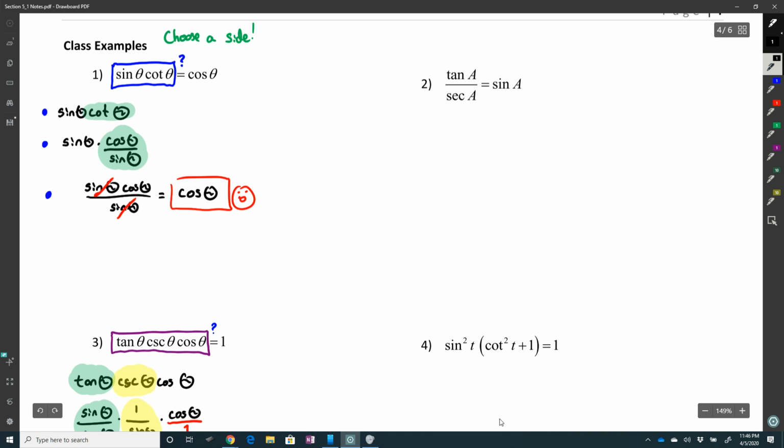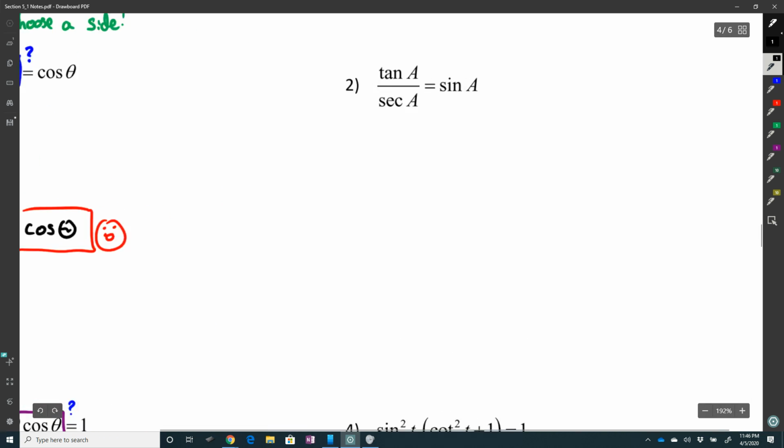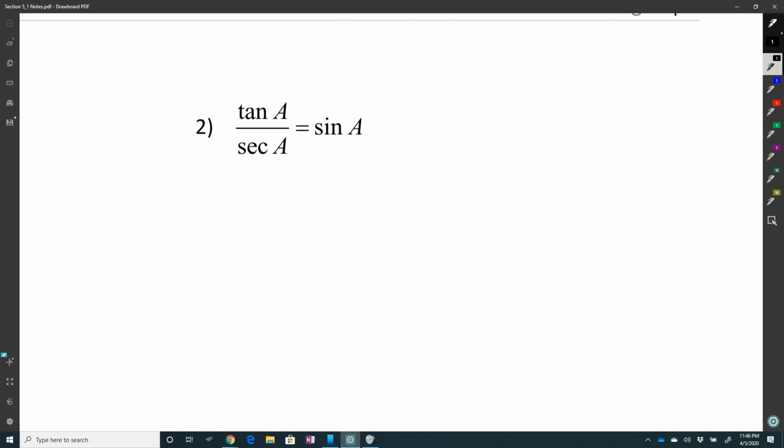All right, so hopefully you worked these out on your own, and let's see if you got them right. This first one is tangent of A over secant of A equals sine of A. So we're going to pick the more complicated side. And really the only thing I can think of is turning everything into sines and cosines. We actually did some of these in chapter 1.